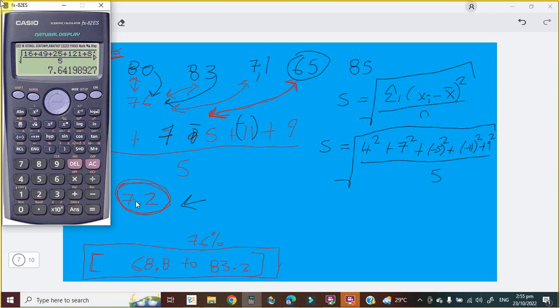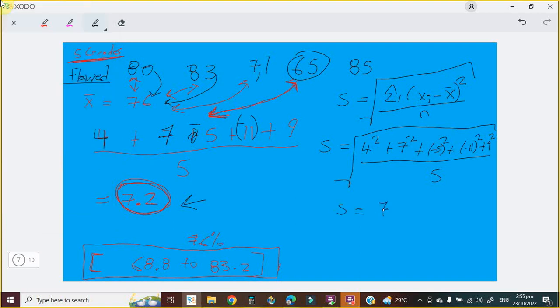Because the 7.2 ignored whether it was less than the mean or greater than the mean. This takes account of that. And then in order for it to not affect our calculation, we just square it and square root it back. So this would give us the 7.6. That's the true standard deviation.